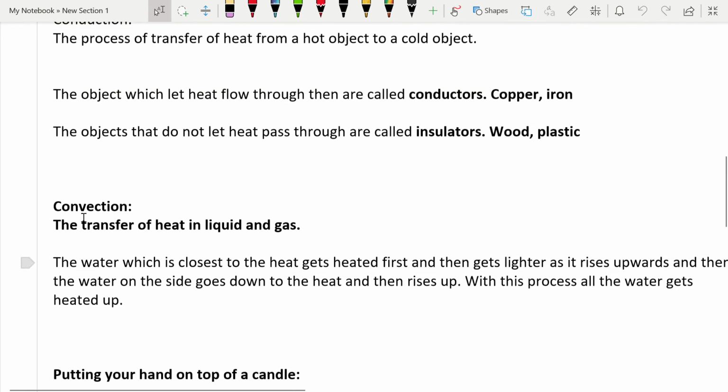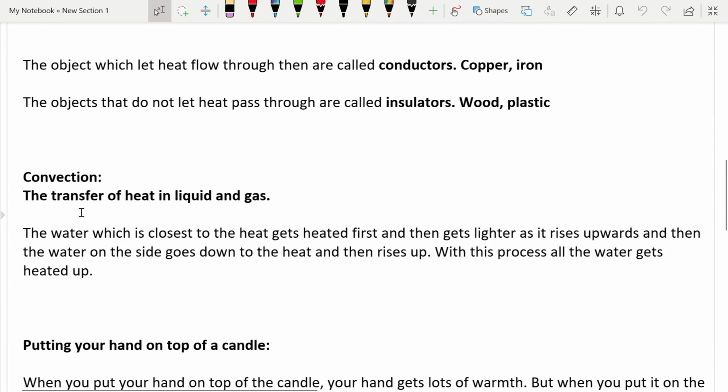There's another thing called convection. Convection is the transfer of heat in liquids and gases. The water which is closest to the heat gets heated first, and then gets lighter as it rises upwards. And then the water on the side goes down to the heat and then rises up as well. With this process, all the water heats up.